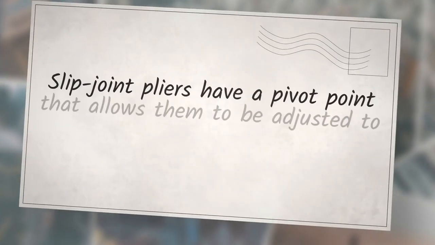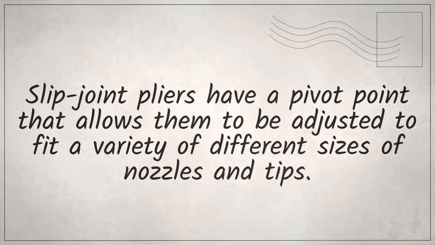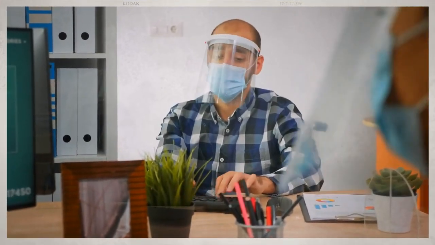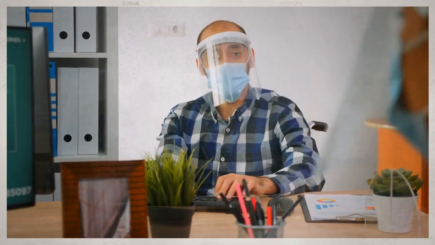Slip joint pliers have a pivot point that allows them to be adjusted to fit a variety of different sizes of nozzles and tips. Clear eyeglasses are made to protect your eyes from debris and sparks. A grinding visor is a type of personal protective equipment that helps to protect the wearer's eyes from flying debris, sparks and other potential hazards.